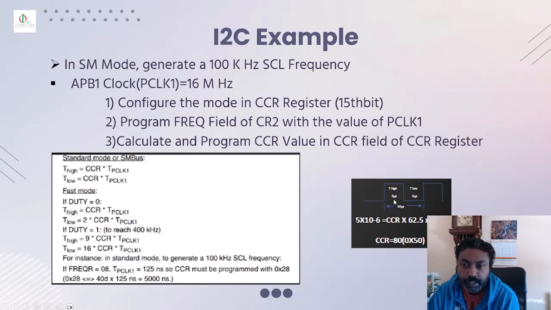So this is one example. To get a duration of 10 microseconds for the on time and the off time, this is the formula: 5 times 10 power minus 6 equals the clock control register value times 62.5 times 10 power minus 9. So to calculate CCR, you need to get this value, and you will calculate and get it as 80 in decimal, and in hex you can write it as 0x50. So this is what you need to feed in as the CCR, the clock control register value.